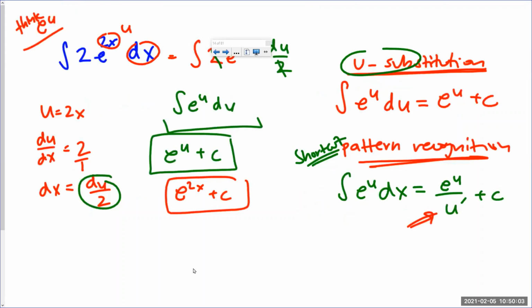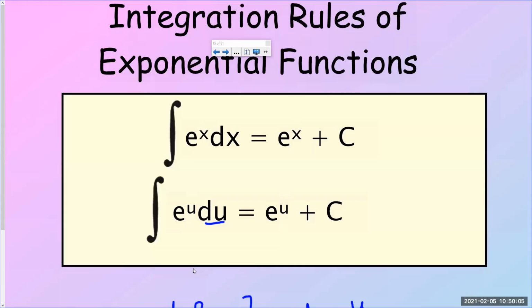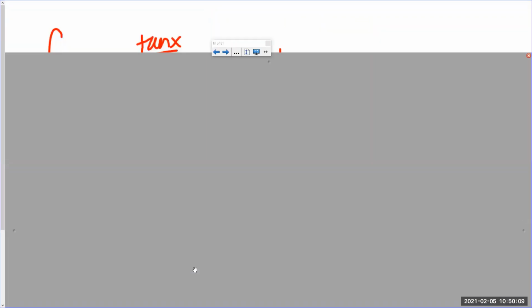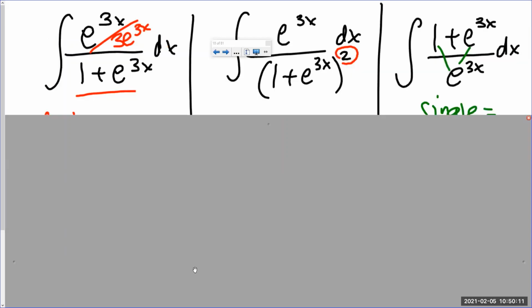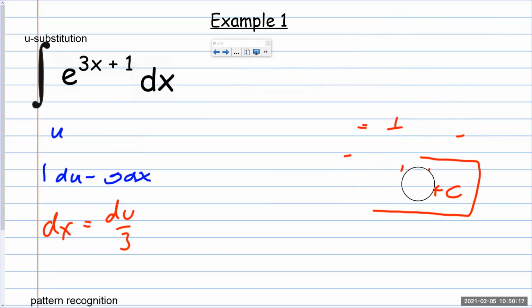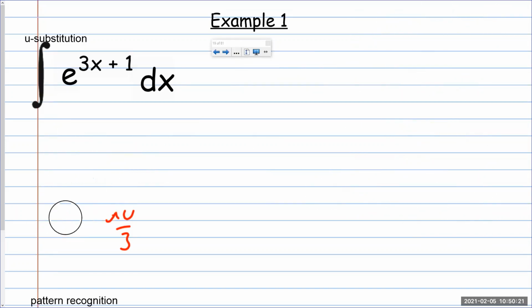Okay, so let's do some regular problems. We're going to go down to this e to the 3x plus 1, if I can find it. Let's see if you guys can do it. What would be the integral of e to the 3x plus 1? You can do the shortcut or you can do u substitution, whatever floats your boat.